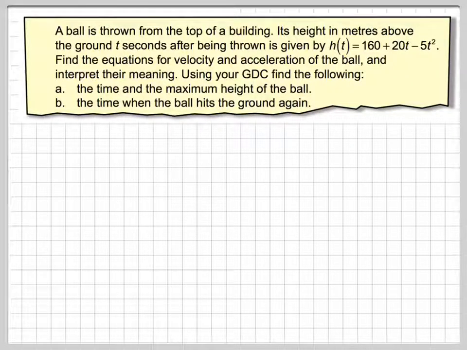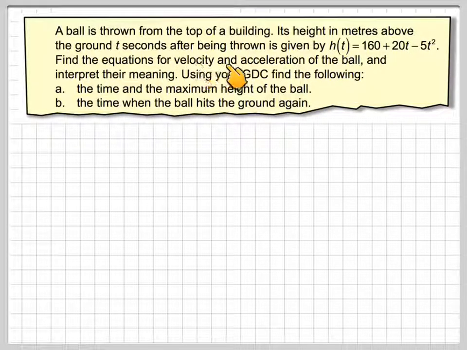Hello there, this is a video about analysing the motion of a ball for math studies. A ball is thrown from the top of a building. Its height in meters above the ground t seconds after being thrown is given by h of t is equal to 160 plus 20t minus 5t squared.